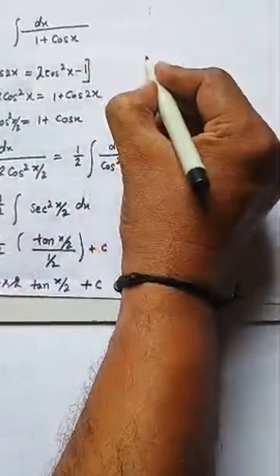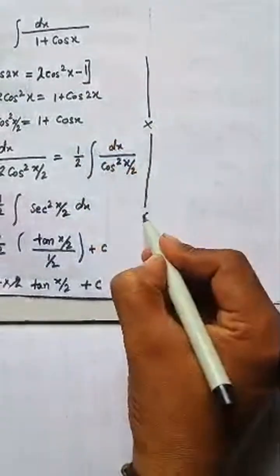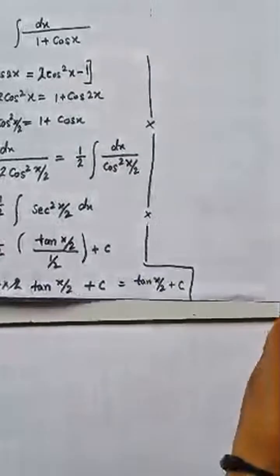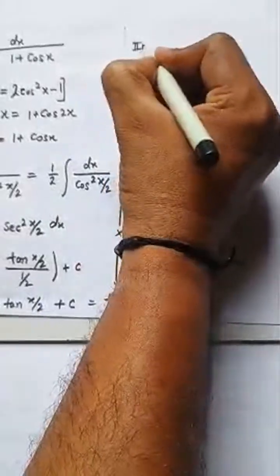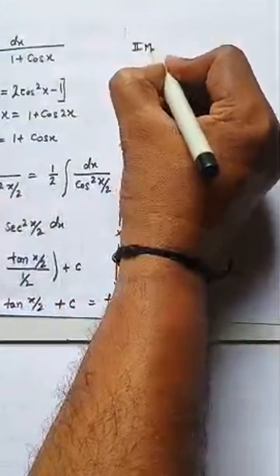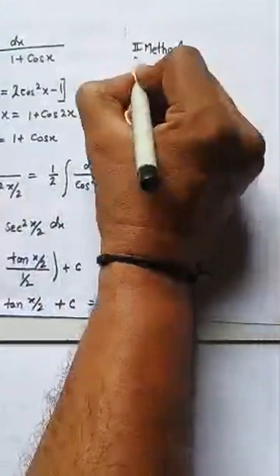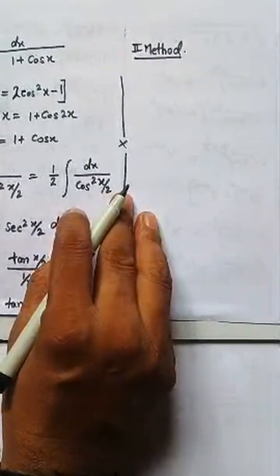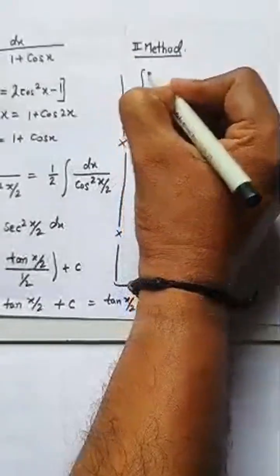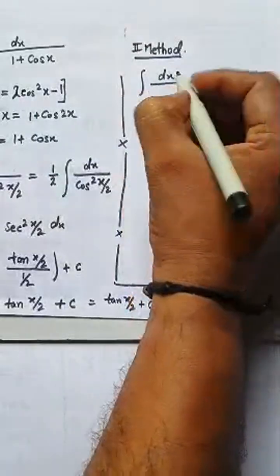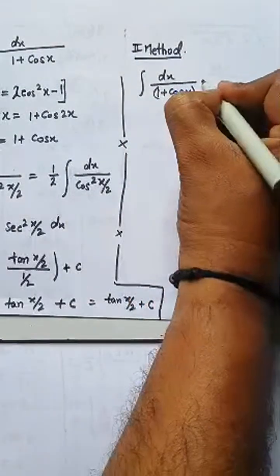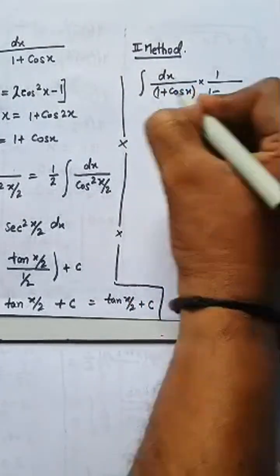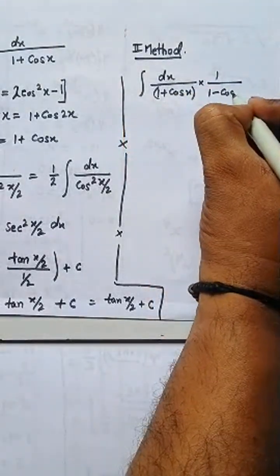So I'm writing my other method. That one was your first method, this one is your second method. I'm just going to do rationalization. So dx over 1 plus cos x, multiplied by 1 minus cos x, because if 1 plus is there, I can write 1 minus cos x.